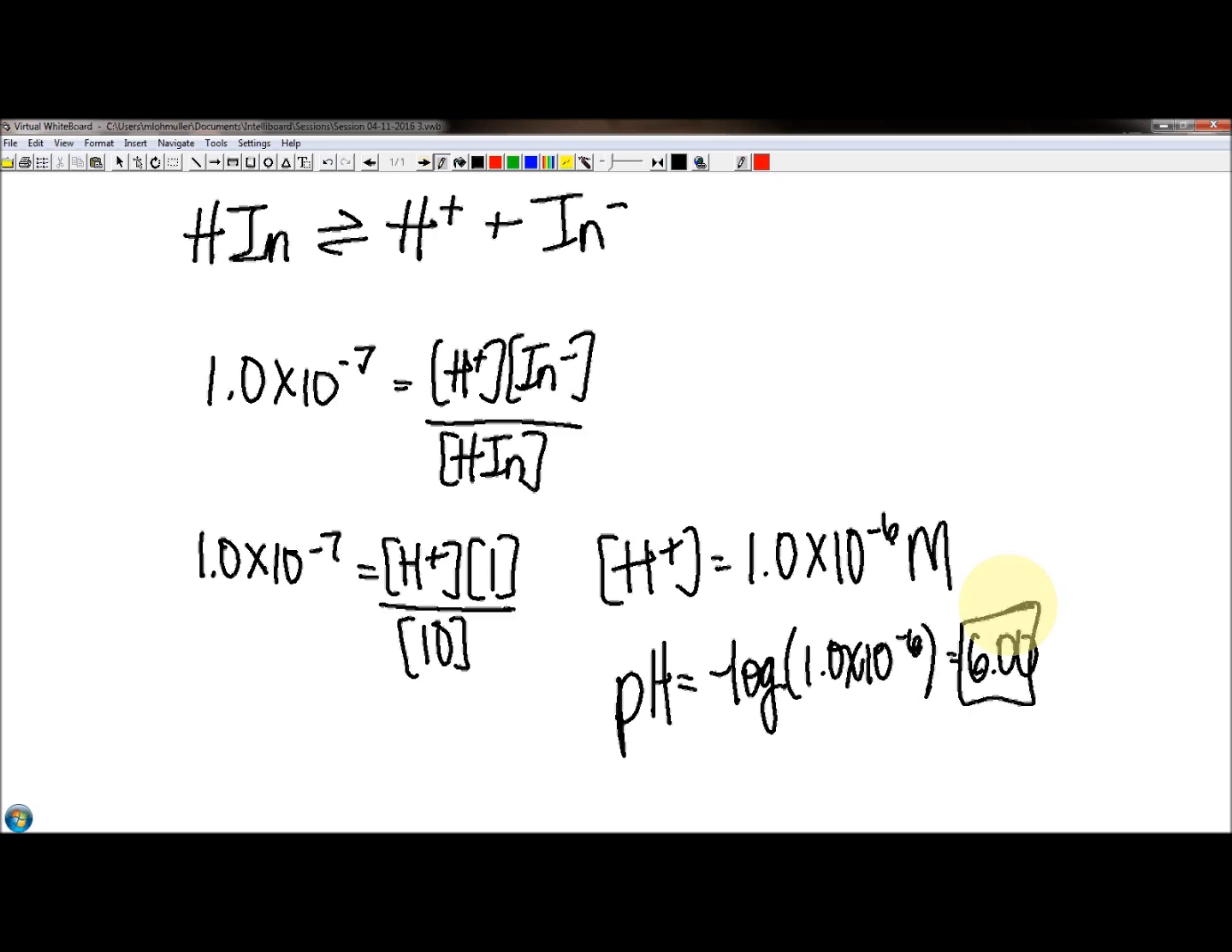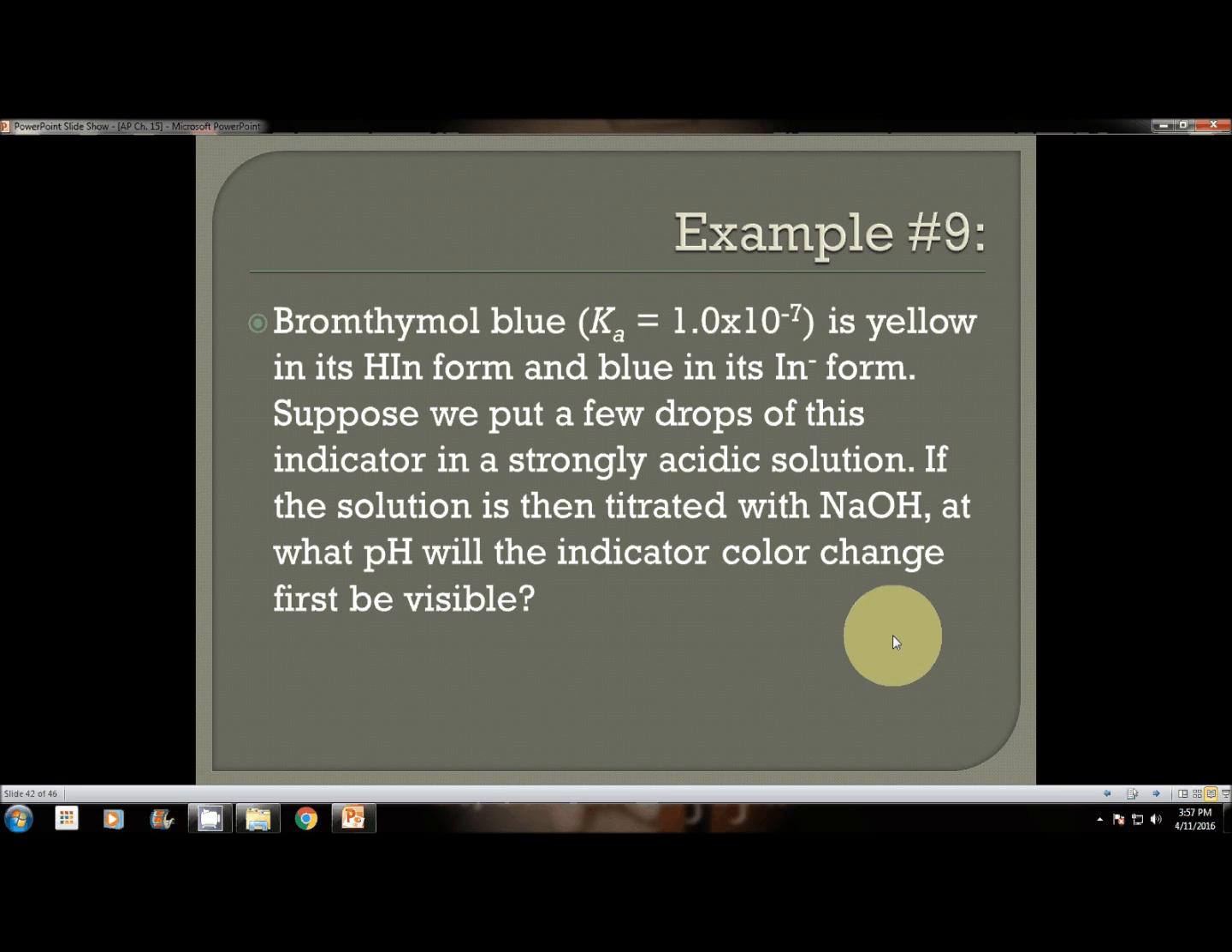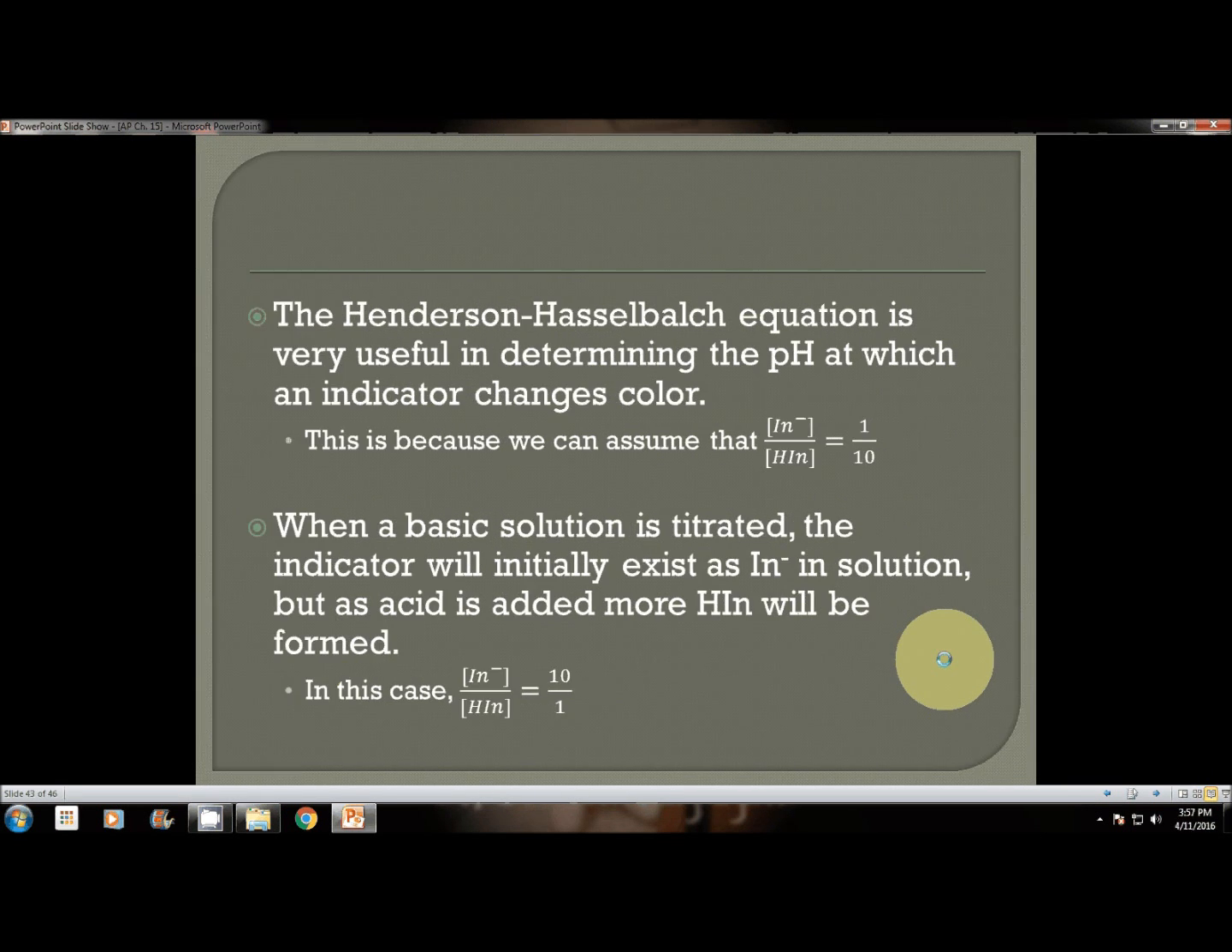This is telling us that at a pH of 6, we will be able to see the visible change when titrating the strongly acidic solution with sodium hydroxide. The first color change will happen at a pH of 6. The Henderson-Hasselbalch equation is very useful in determining the pH at which an indicator changes color, and this is why we have that assumption that the base over the acid is a 1:10 ratio.